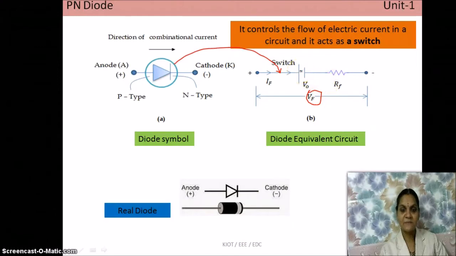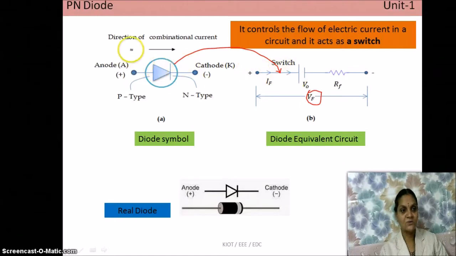At the same time, some potential exists in the PN diode. That potential we call the inbuilt potential, which is also called junction potential, barrier potential, cutting potential or cutting voltage. That is represented by V0. The diode is simply acting as a switch. It will work only in forward bias. In the forward bias condition, it acts as a closed switch, which is represented by connecting lines here.